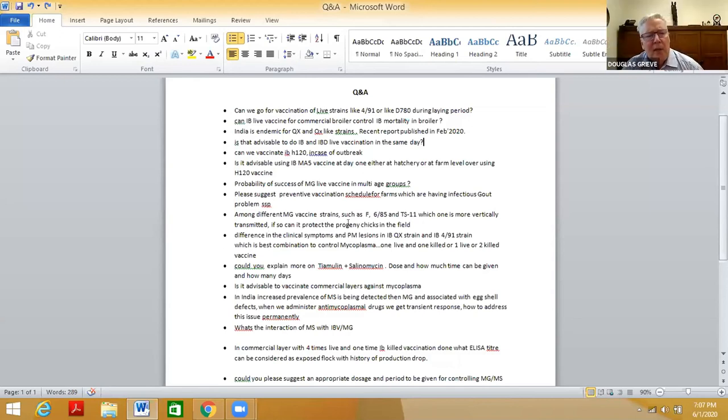Next one, can we vaccinate with H120 in a case of an IB outbreak? Vaccinating after an outbreak is not going to be the most rewarding experience in the world. Vaccines are a prevention. They are designed to create immunity prior to exposure. And so I would think there would be very little benefit to giving IB vaccination after clinical signs have developed.